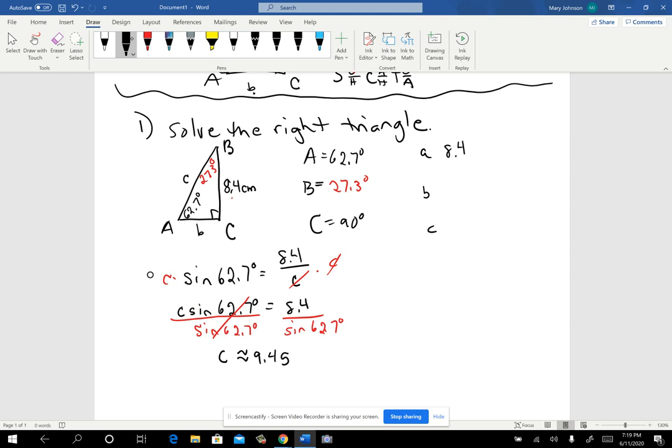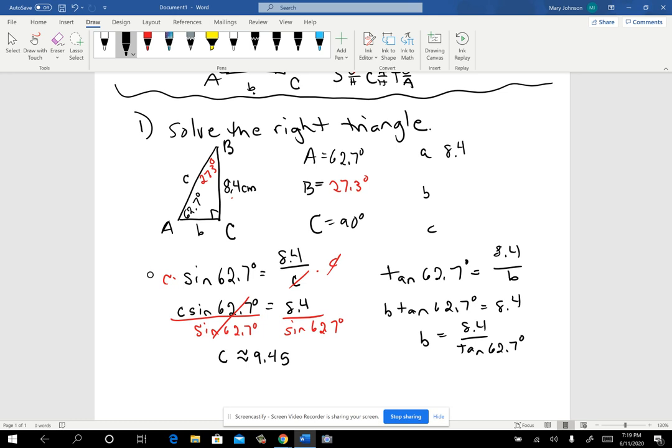Now, ideally, you really shouldn't use things you've rounded, but you probably will get the same answer if you use the Pythagorean theorem now to find the missing side. Or you could use a trig ratio to find the missing side so that you're not rounding. So we could go back and do tangent of that same angle equals 8.4 over b. So tan of 62.7 degrees is 8.4 over b, and just like before, we would divide. So I'm going to divide by the tangent of 62.7.